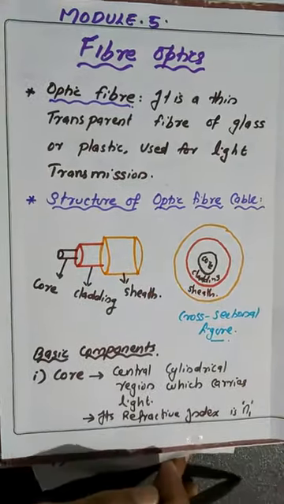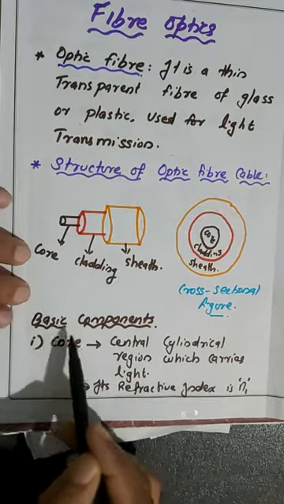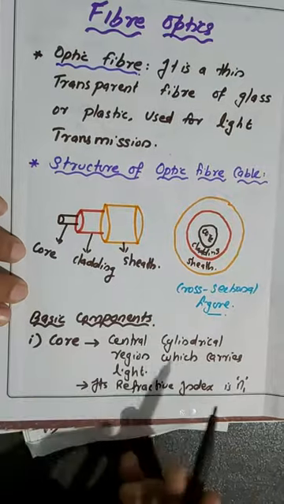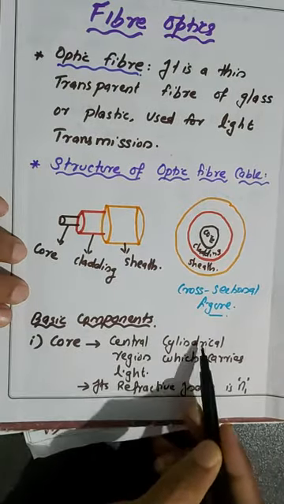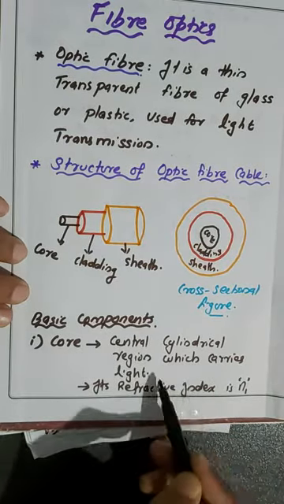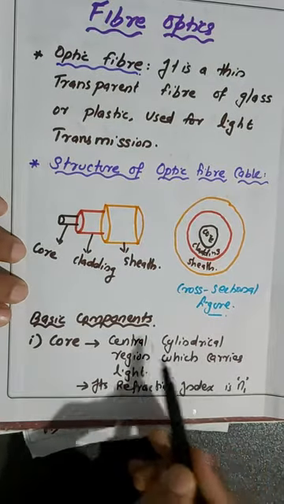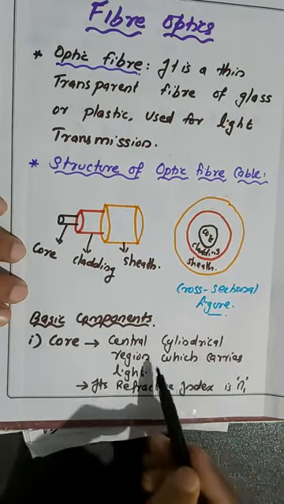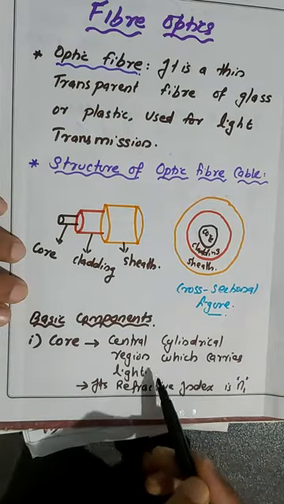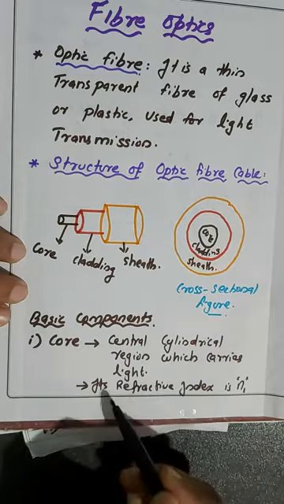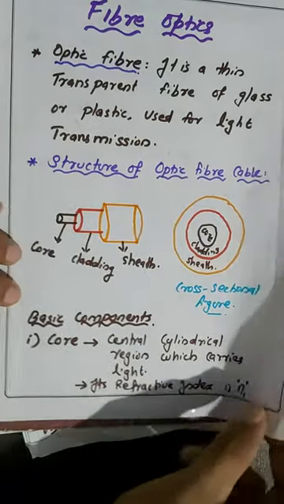So the basic components. The first part is the core: the central cylindrical region which carries light. The core carries light by total internal reflection. The refractive index of the core is N1. This is important: its refractive index is N1.